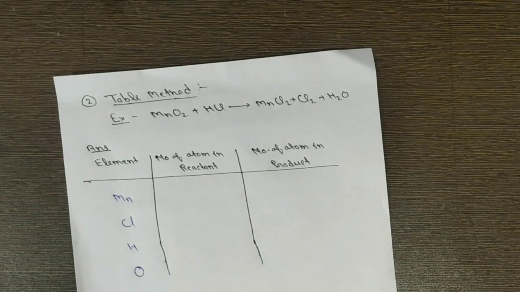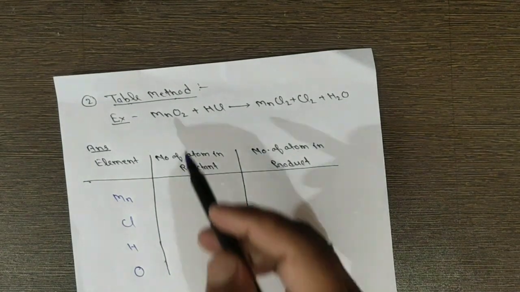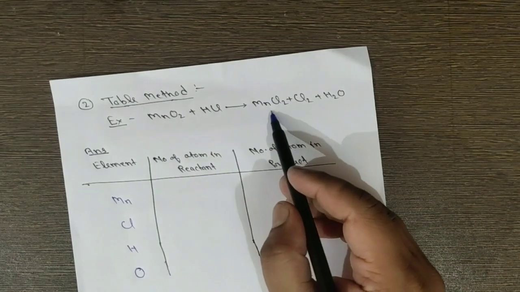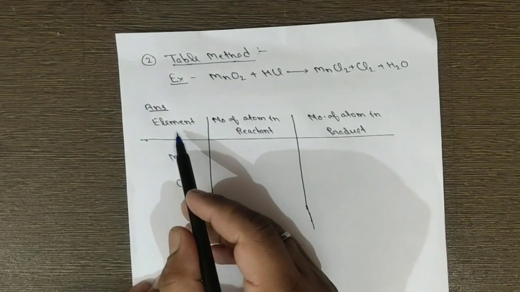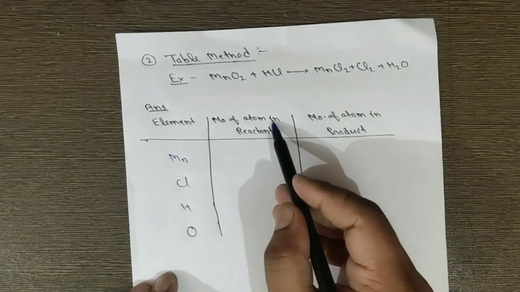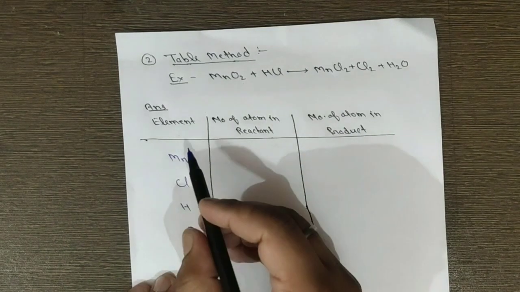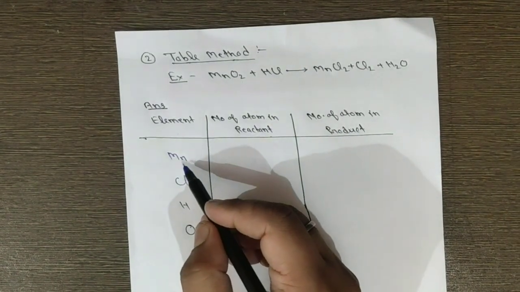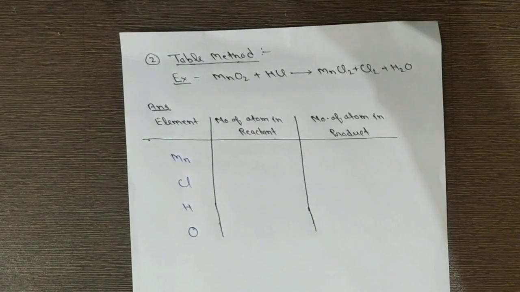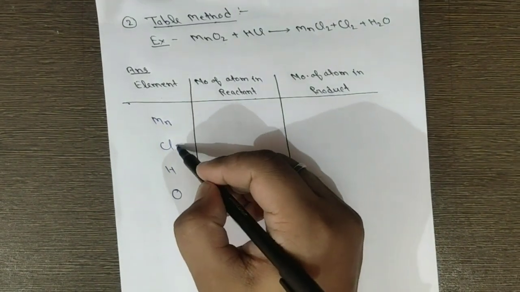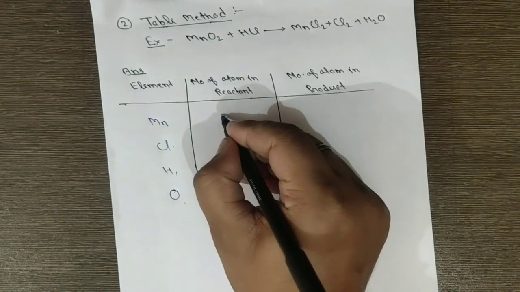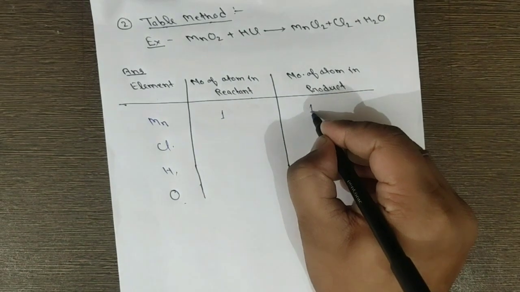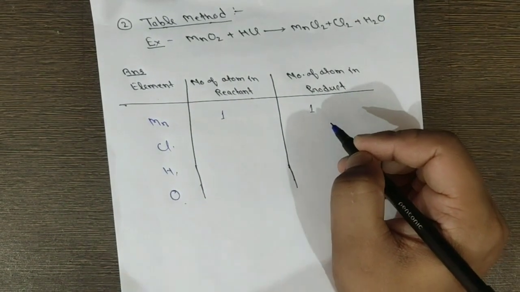Then we discuss the table method. In the table method, we take the same equation MnO2 plus HCl equal to MnCl2 plus Cl2 plus H2O. We make a table including the element, number of atoms in reactant, and number of atoms in product. First write the name and symbol of the element: Mn, Cl, H and O. First we balance the Mn, 1 in the reactant and 1 in the product. So we have no need to balance the Mn.